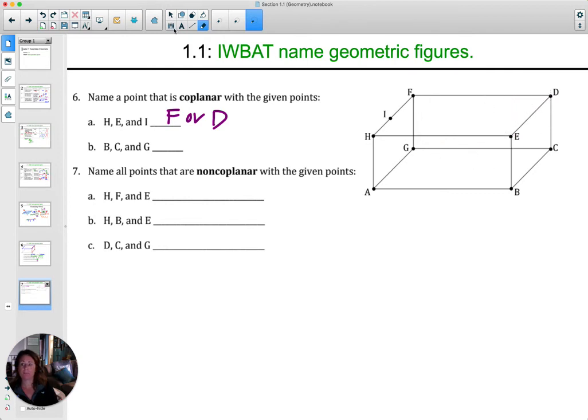BCG is this bottom plane, and we want another point that's in the bottom plane, A.